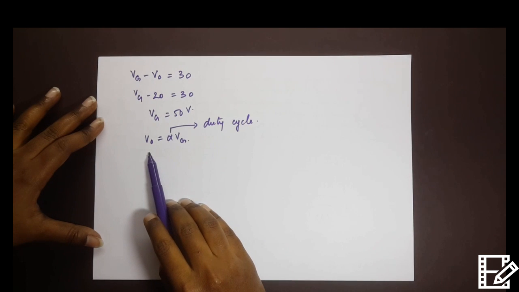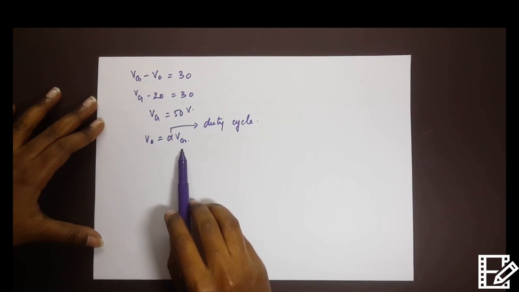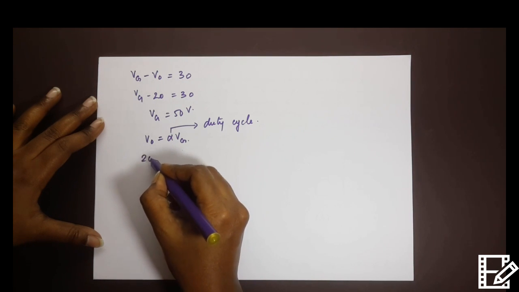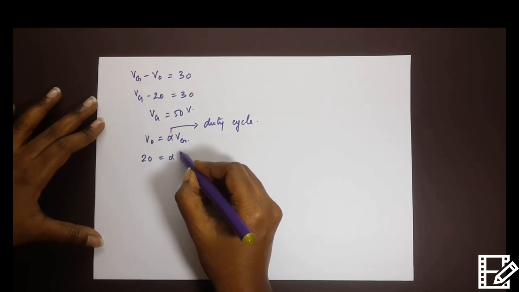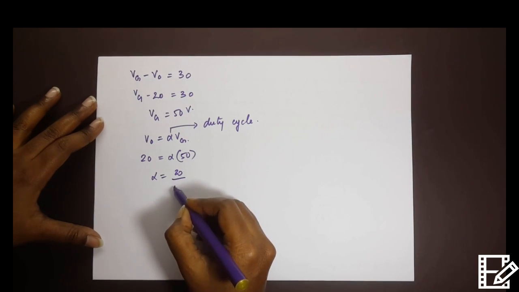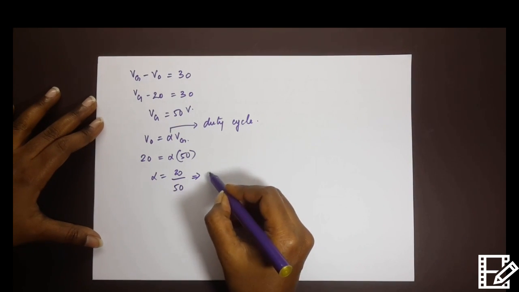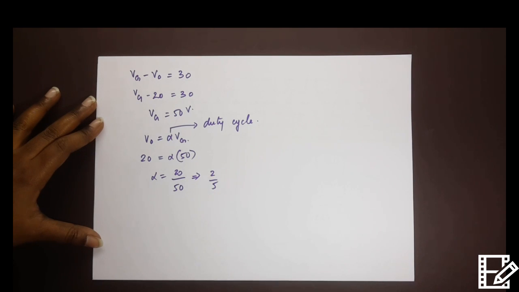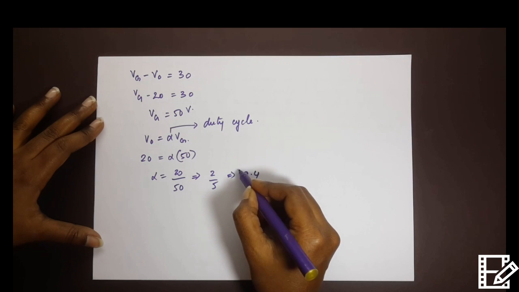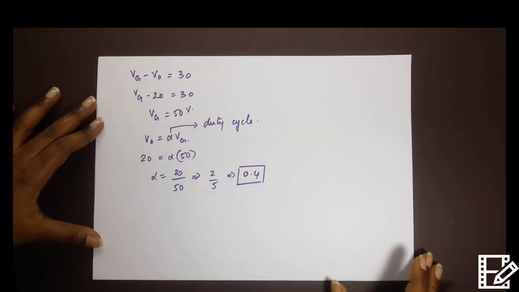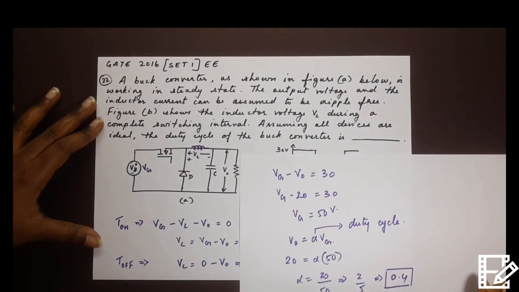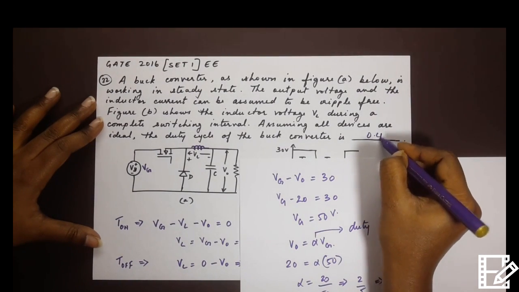So we know the output voltage and we know VG. VG is 50 and V0 is 20. So 20 is equal to alpha times 50. Alpha equals 20 by 50, which gives us 2 by 5, and that's 0.4. So the final answer here is 0.4.